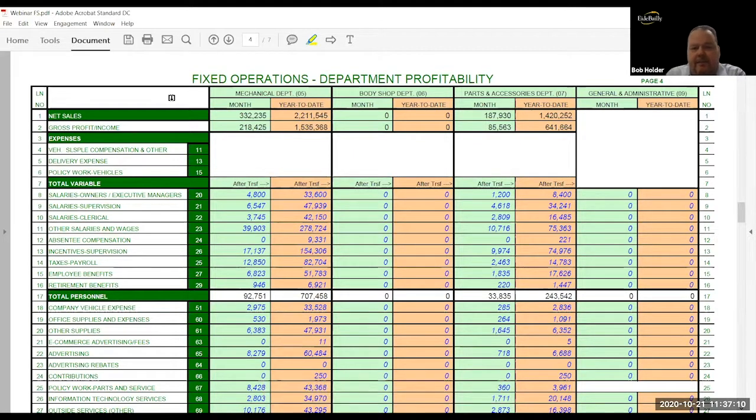Okay, so let's go to fixed ops. So we have the breakdown, mechanical, which is service department, and then parts. And if you have a body shop, that would be here. Rarely ever see G&A used.